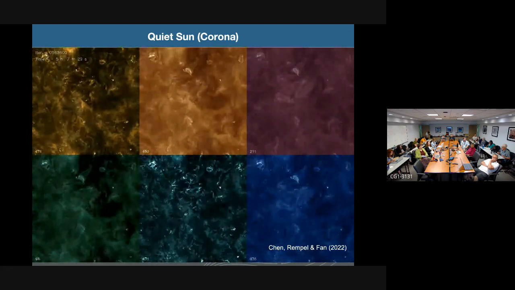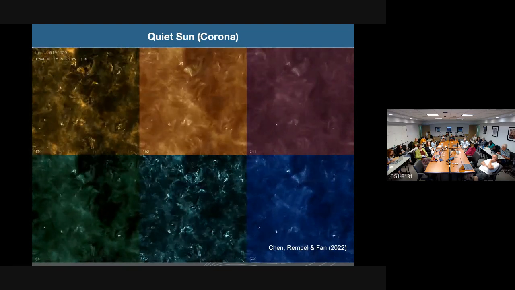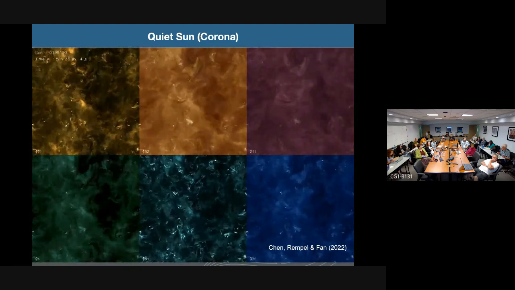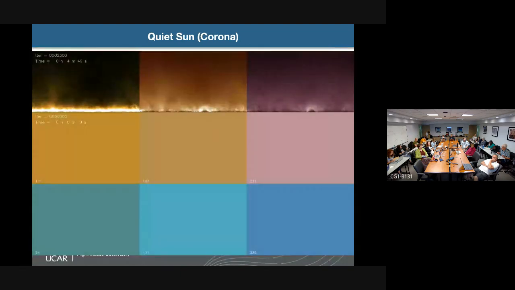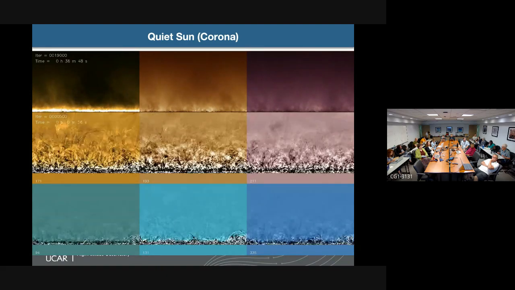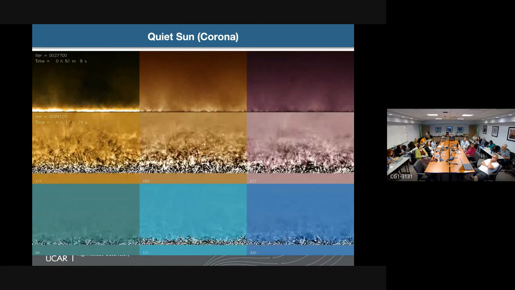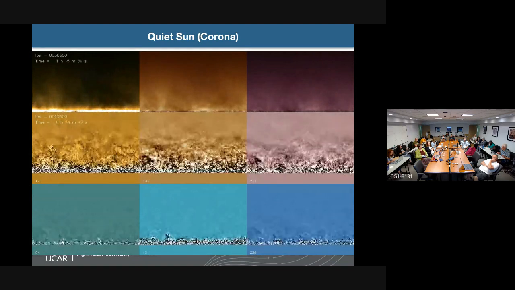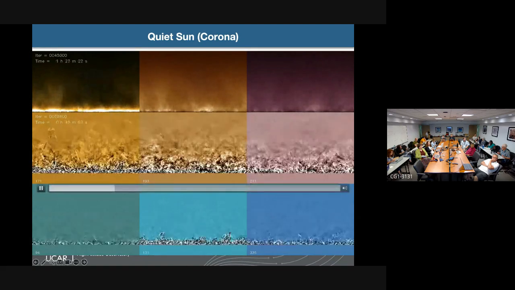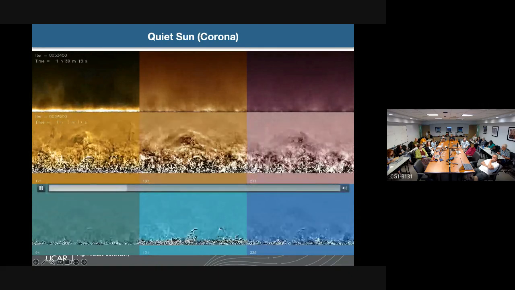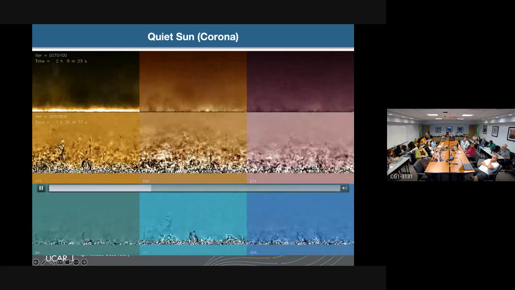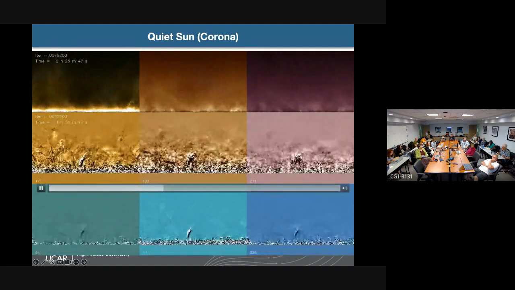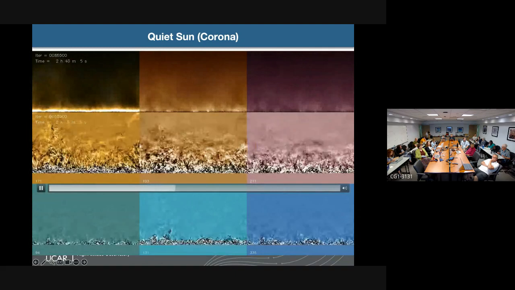How tall are these spicules compared to what is observed? I think that is the next slide. I mean, the total scale here is something like 100 megameters, so you can get some idea. Some of the structures are 10 megameters down here, some go a little higher.